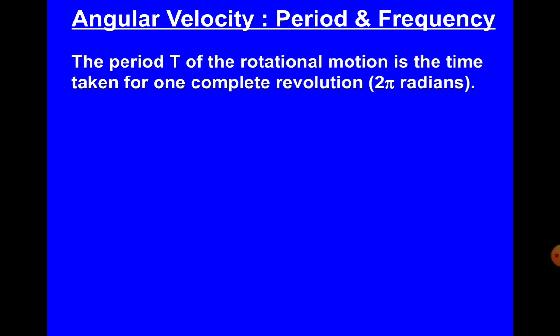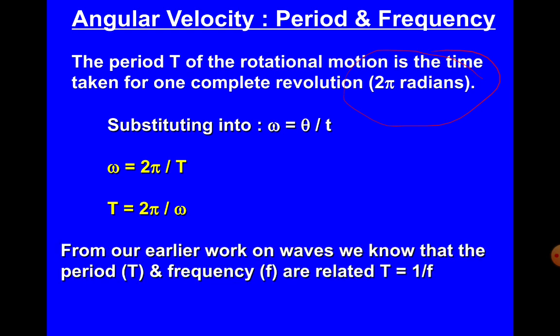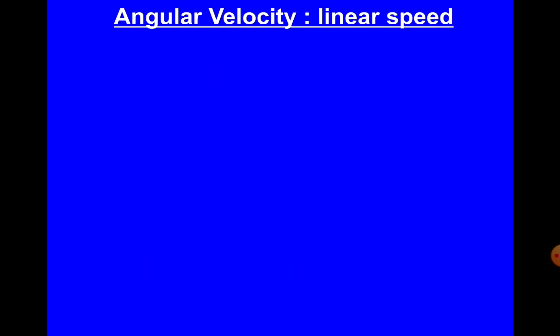Now, how do we relate the angular velocity with the period and the frequency? For the time period, that means we have a complete rotation of 2 pi radians. So we can substitute that in our angular velocity. So we get the angular velocity is 2 pi over the time period. And then we can rearrange the time period as 2 pi over the angular velocity. And we know that T is 1 over f, or f is 1 over T. So we can also rewrite the equation as the frequency is the angular velocity divided by 2 pi.